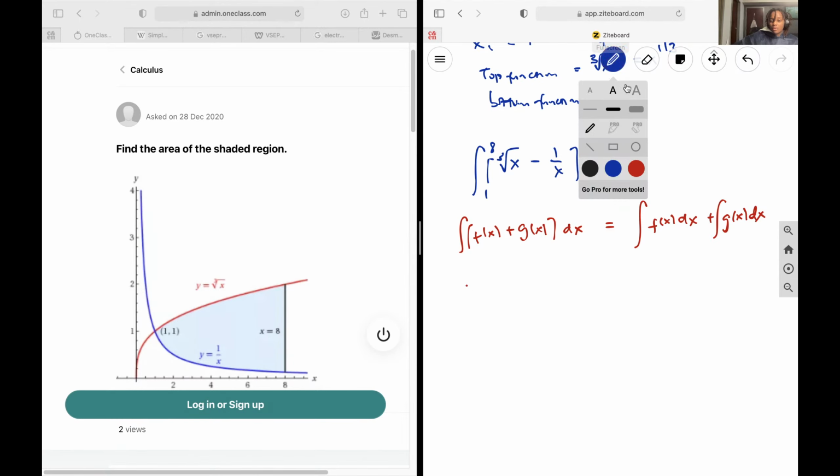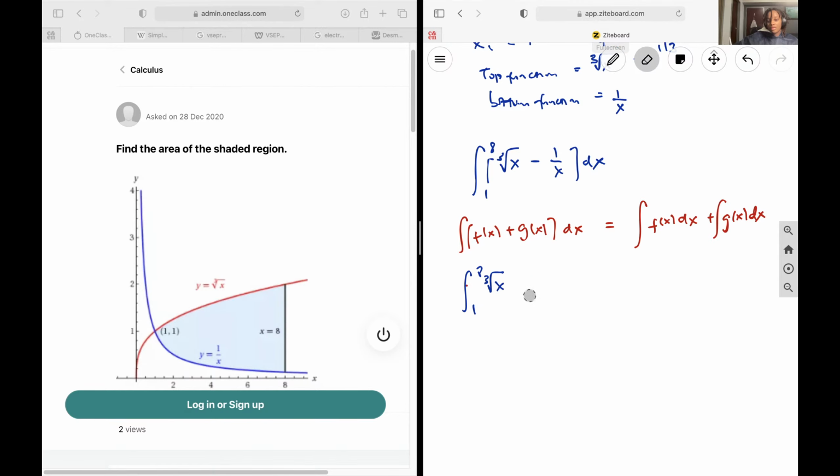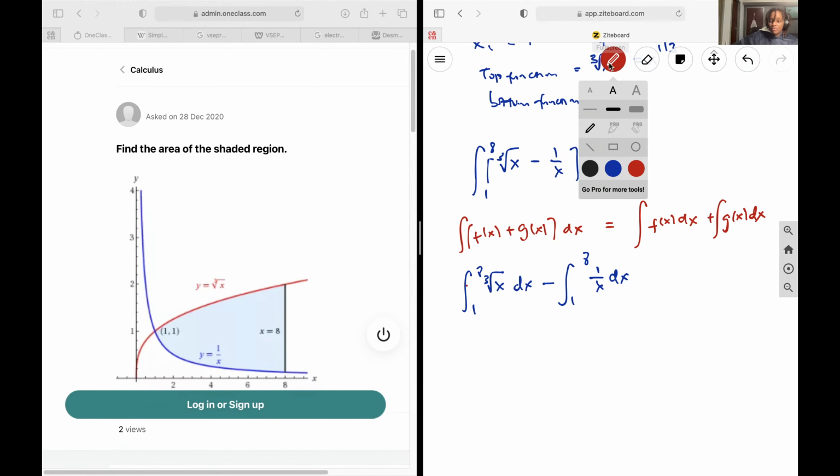And so that means that I'm going to rewrite this as the integral from 1 to 8 of the cube root of x dx, minus the integral from 1 to 8 of 1 over x dx. This integral, I already know what it's going to be. It's going to be ln the magnitude of x.